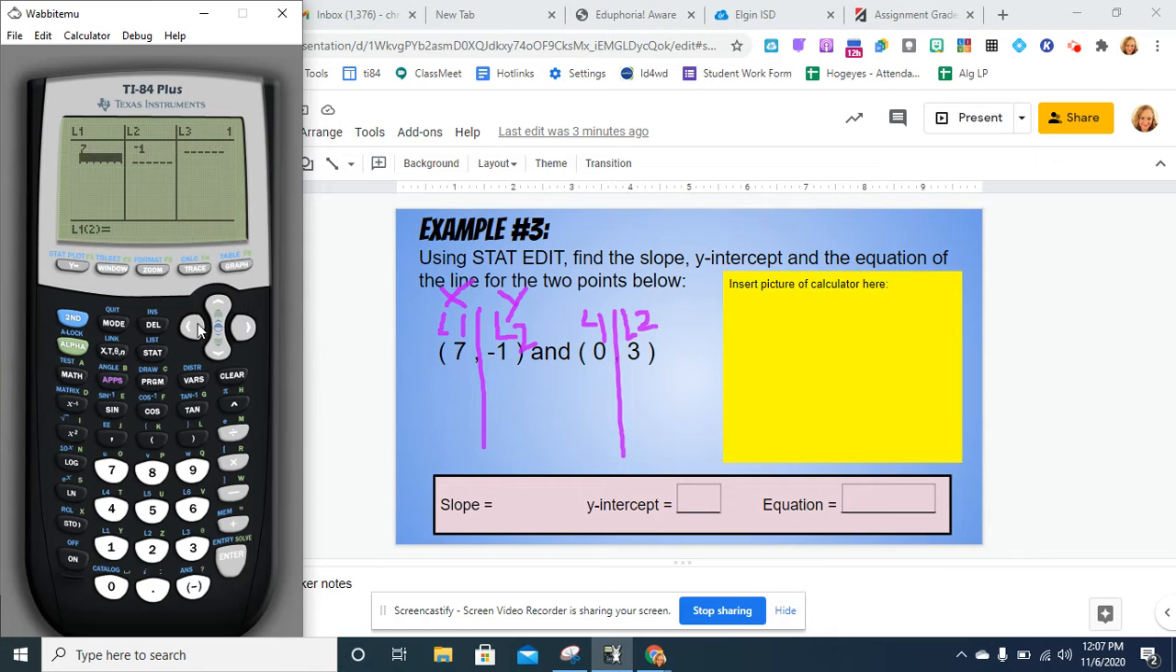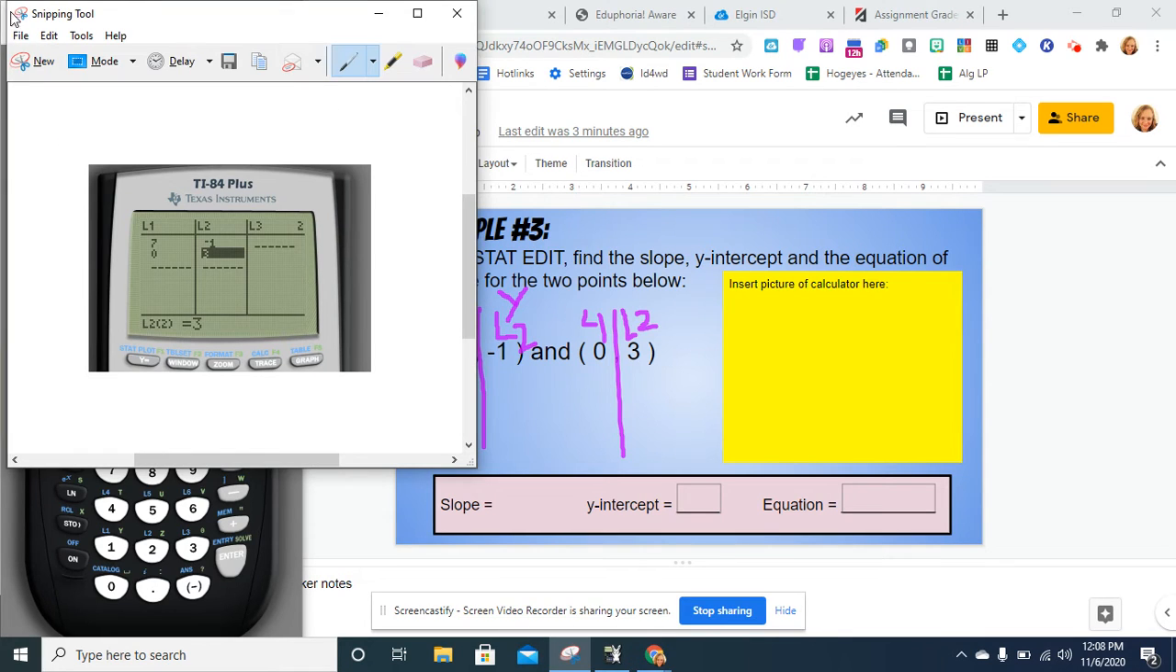Okay. And then we're going to go back and we're going to do the other point. So 0 goes on the left and the 3 goes on the right. Okay. So now it should look just like the points, 7, -1, 0, and then 3. And then we're going to go stat, calc, 4, and it should say L1 and L2. If it doesn't, that means something's messed up and you need to reset your calculator. And then we're going to hit enter all the way down, and we get this.